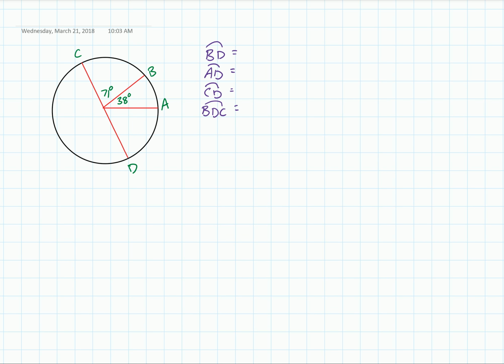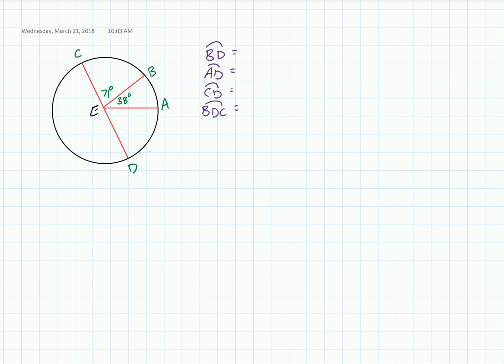For example, if in this particular circle we have, let's call the center of the circle E, if we have angle BEA is 38 degrees, then we would also say that the arc that it forms right here along the outside is also 38 degrees. And we're going to use that fact along with the idea that the entire circle is 360 degrees to solve for the following arcs that we see here on the right.